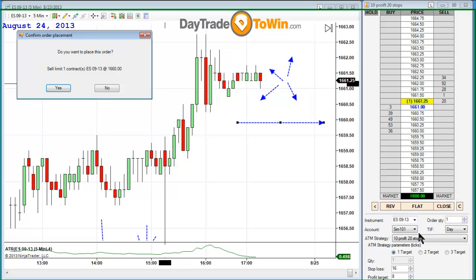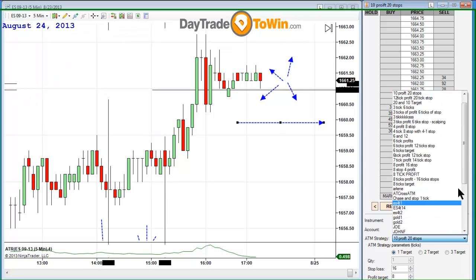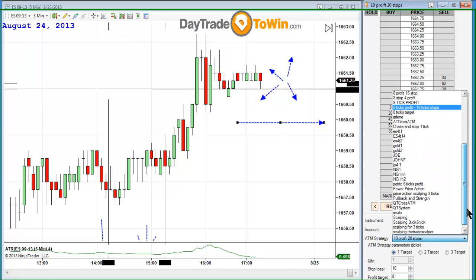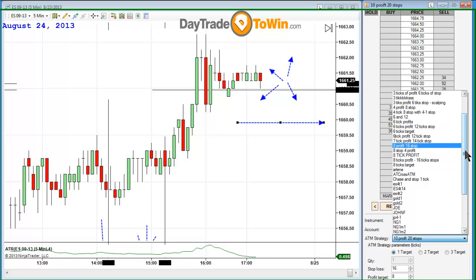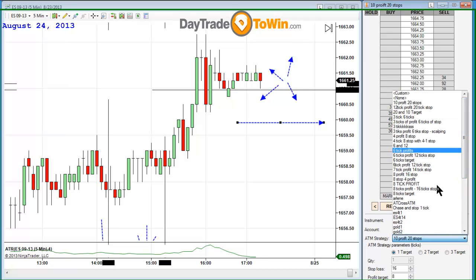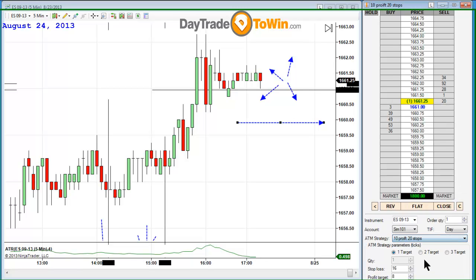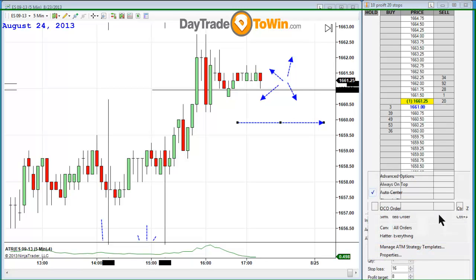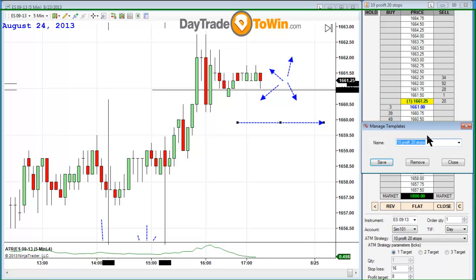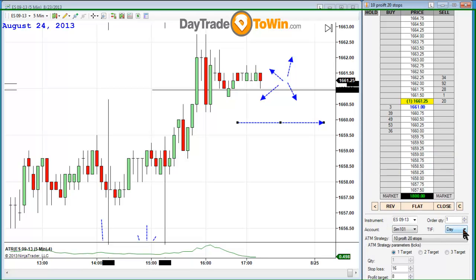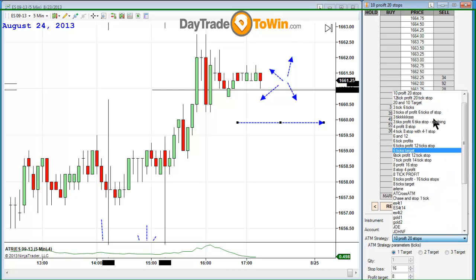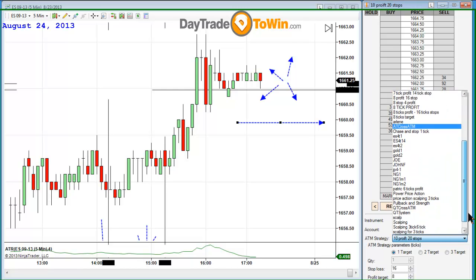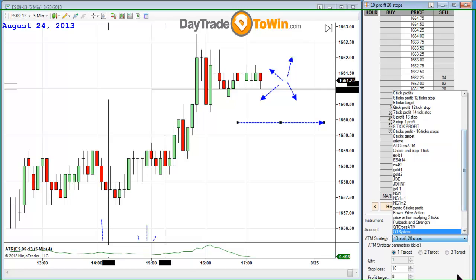And I use the ATM strategy all the time. Almost daily, and this is me teaching my traders how this works. After you create one, you can do manage ATM strategy template, right? Save it. So I have all these, but you really only need 3 or 4. You don't need all of these. This is me teaching my traders here how this works.